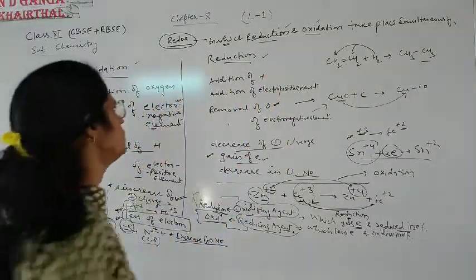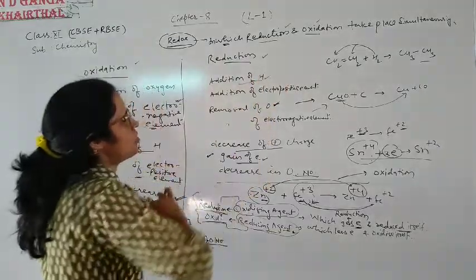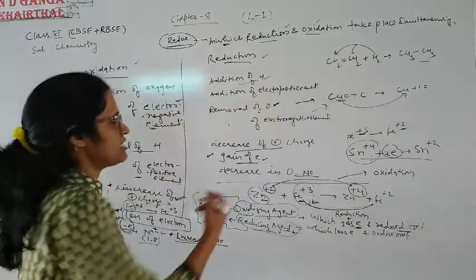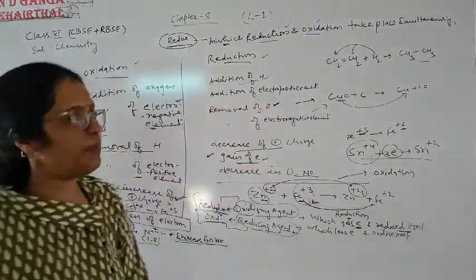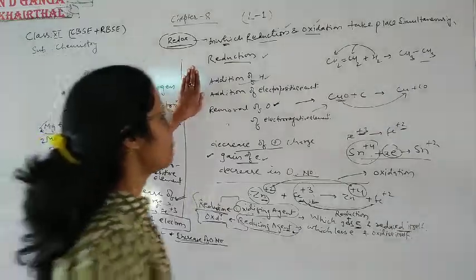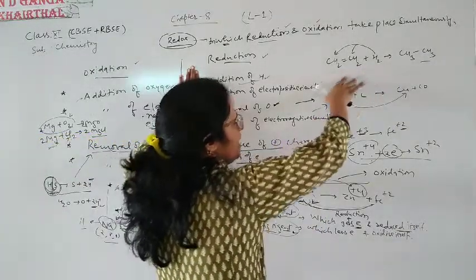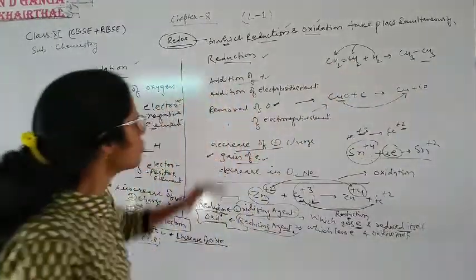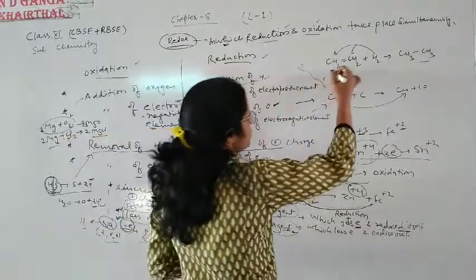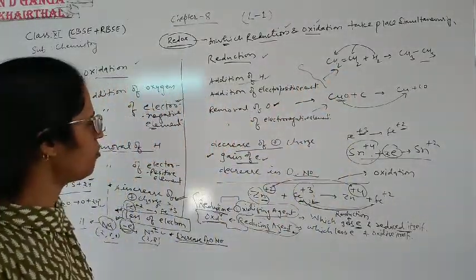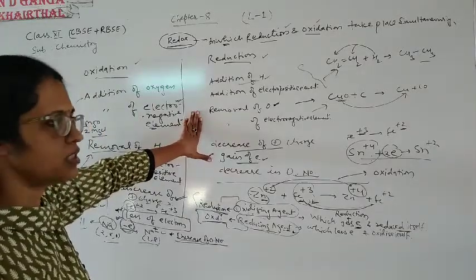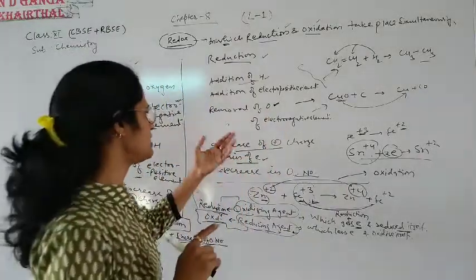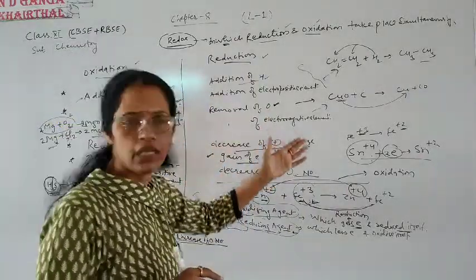We know addition of hydrogen is called reduction. Hydrogen is an electropositive element, so in other words addition of an electropositive element is also known as reduction. For example, we have ethene, and if we add hydrogen, one hydrogen here and one here, then we will get ethane. So addition of hydrogen. Both are explained in this example. Or we can say removal of oxygen.